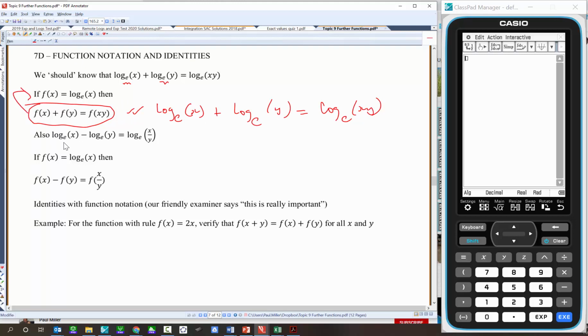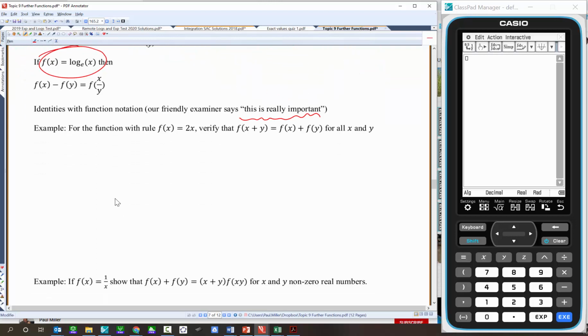It also holds that if I've got a function log x, take away log y, it's the same as log x/y. So we've got common base logs being subtracted. What we do is we divide the values being logged. So if f(x) is equal to this, then this is the identity: f(x) take away f(y) is f(x/y). So identities with function notation, our friendly examiner, Mr. Tench, says this is really important.